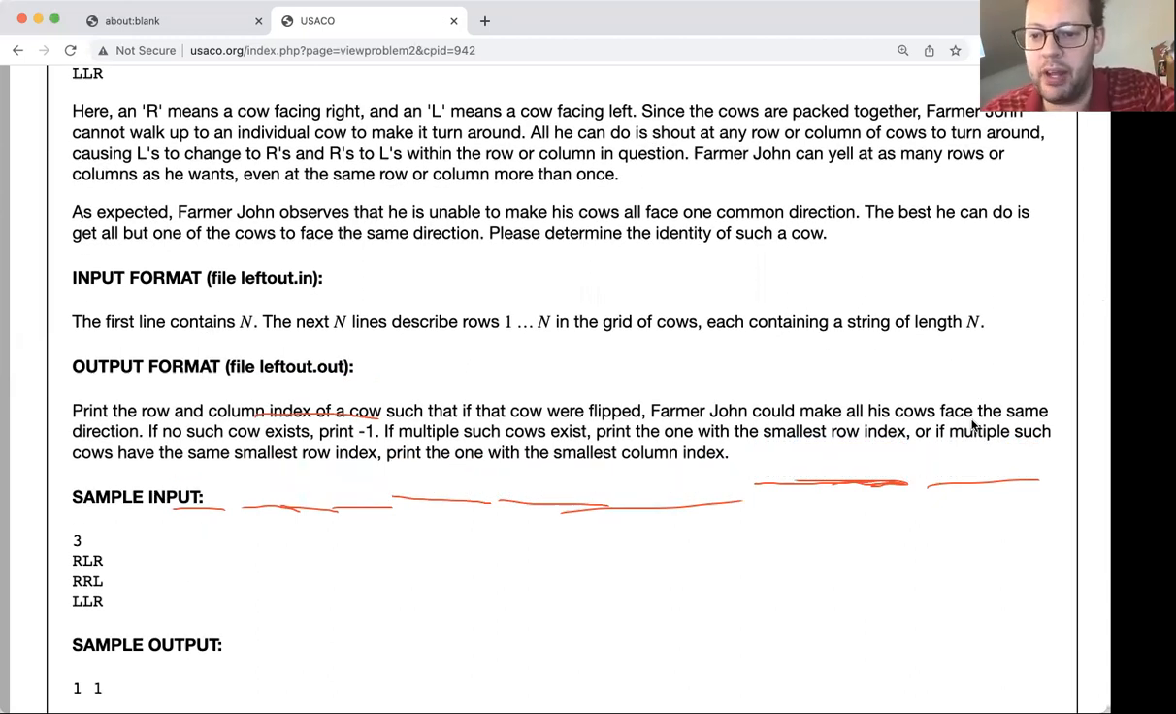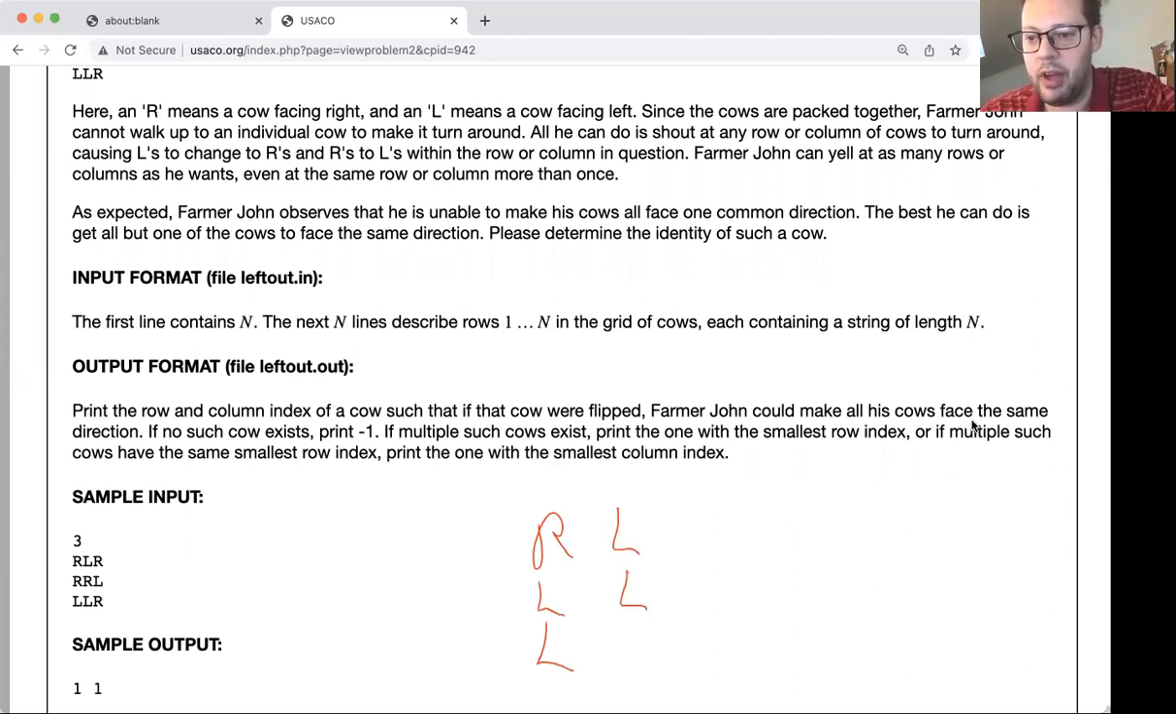So for example, if you had right, left, left, and then the rest of this was, let's do left, left, left, something like this. No, that's a bad example. Let me start here. It'd be right, left, left, and then right, right, right, right, right, right. So if you had something like this, where you have 2 cows that are out of place here and here, we wouldn't want to report this cow.